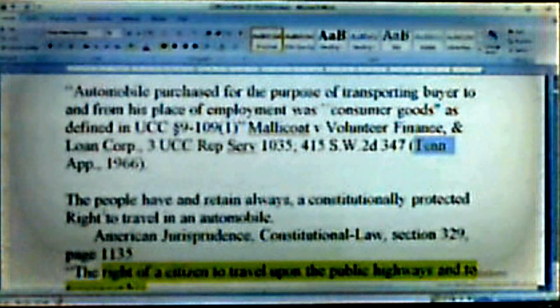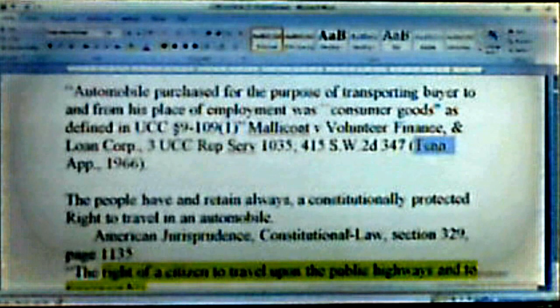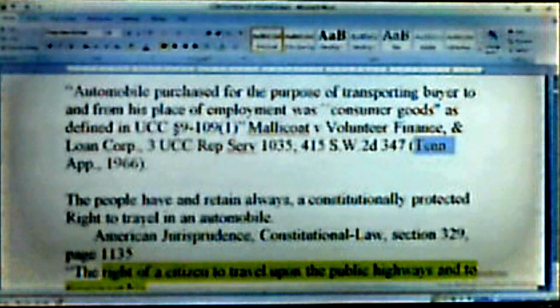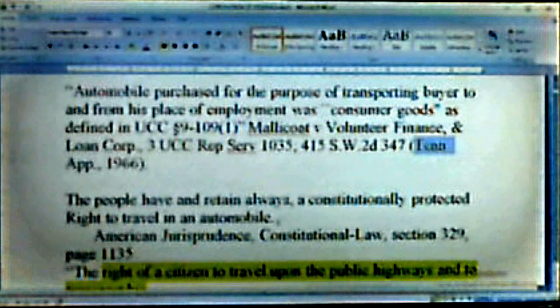One thing we have to remember is that the people have and retain always a constitutionally protected right to travel in our automobiles. It's an unalienable right that we have. And we can back this up down here with the American Jurisprudence Constitutional Law, Section 329, page 1135, right? And let me fix this right here. And it says the right of a citizen to travel upon public highways and to transport his property thereon by horse-drawn carriage, wagon, or an automobile is not a mere privilege which may be permitted or prohibited at will.